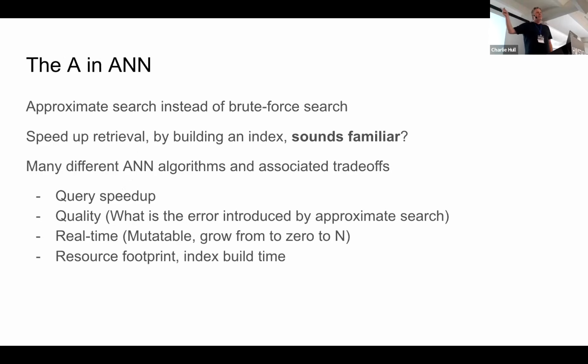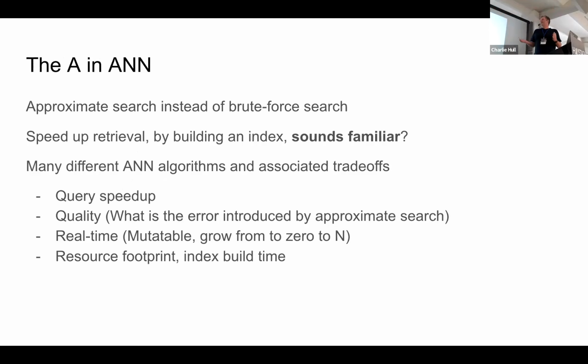But it might be that exact search is all you need for your use case, okay? But when we're introducing approximate search, we have a way to speed this up. Instead of taking all the vectors and comparing them, we can build an index. And that sounds familiar, right? That's what we do with Elasticsearch historically, Lucene, whatnot, right? You're building an index to accelerate the search.